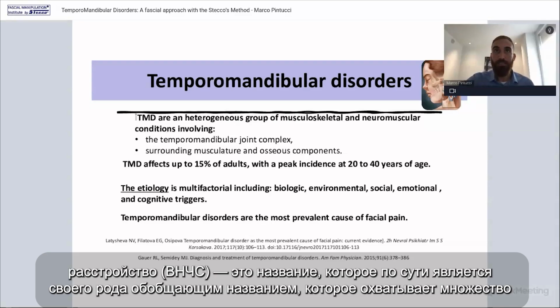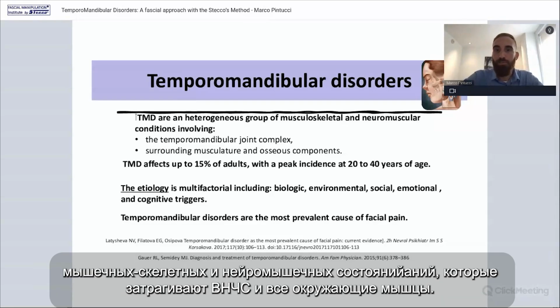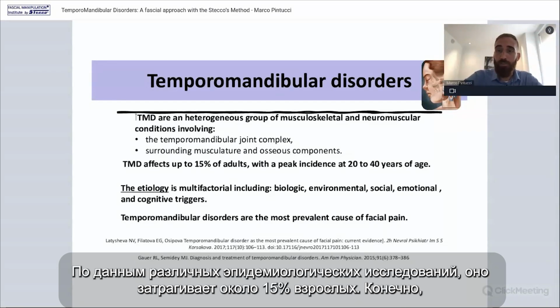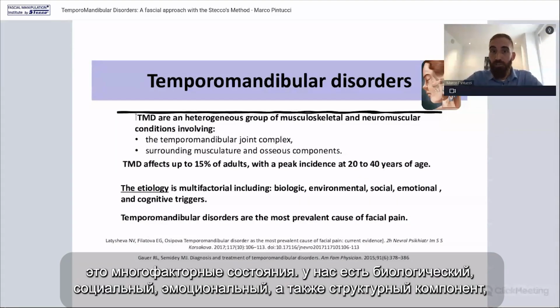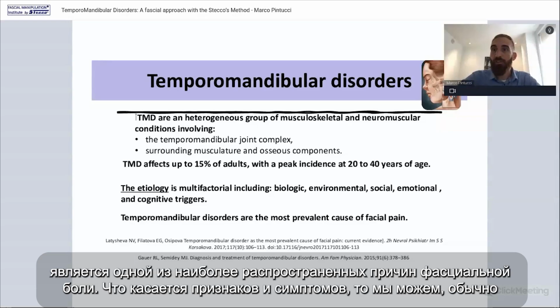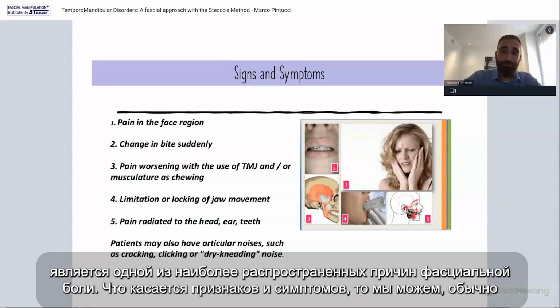Now, what is temporomandibular disorder, or TMD? It is basically an umbrella name that covers many different musculoskeletal and neuromuscular conditions that involve the TMJ and all the surrounding muscles. It affects around 15% of adults, according to different epidemiological studies. The etiology, of course, is multifactorial, so we have biological, social, emotional, and also structural components. It's one of the most prevalent causes of facial pain.